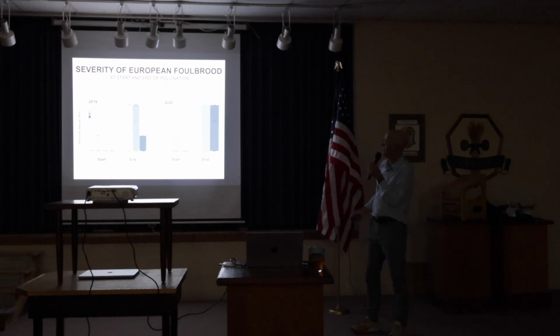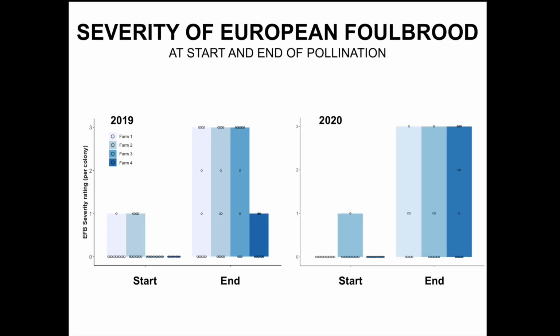Here's what we saw in blueberries. It really does erupt in May, June. It says 2019 and 2020. I graded a number of 4 different commercial beekeepers. You can see the severity index, 3 means like more than 50 larvae. When they come into blueberries, only 4 of the colonies have EFB, but by the time they leave, it's quite high. And the same thing in 2020.